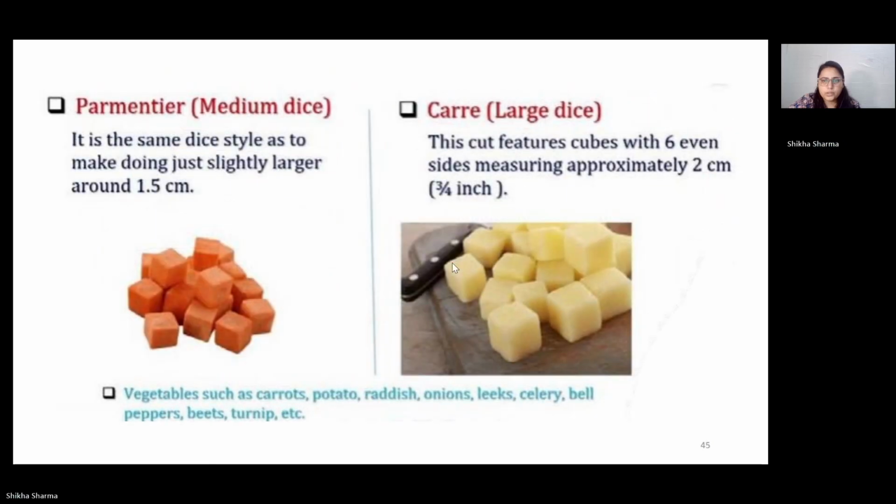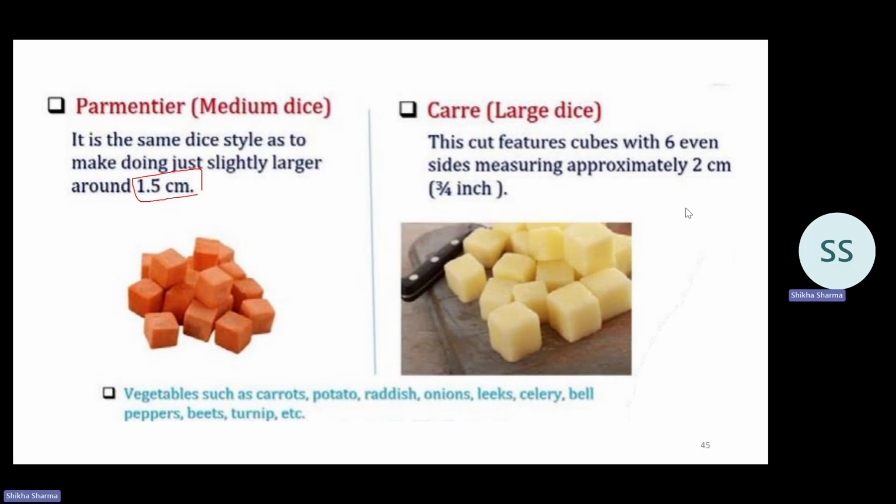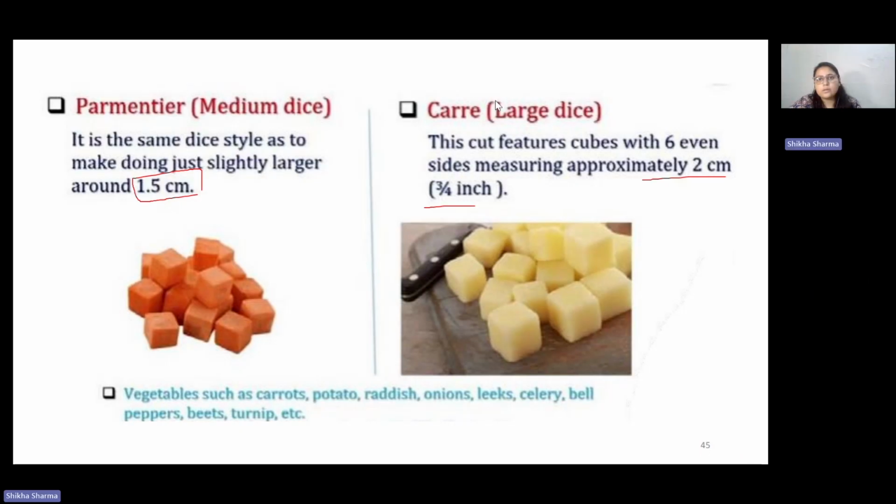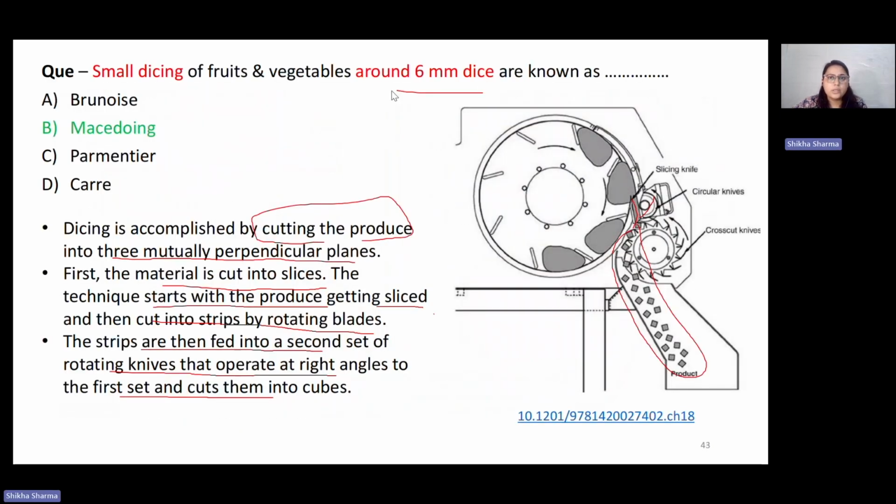If the particle size is a little bigger, around 1.5 centimeter, it is medium dicing or parmentier. And if the cut pieces are cubes of very large size, around 2 centimeter or 3/4 of an inch, that is known as large dice or carrer. So in this question, around 6 mm dice is macedoine, small dicing.